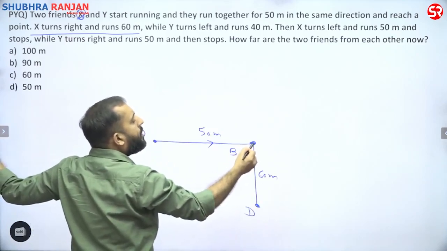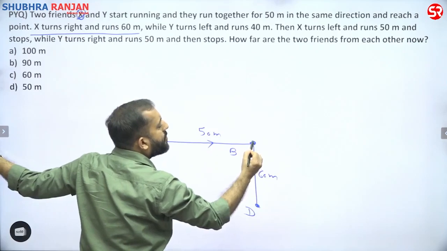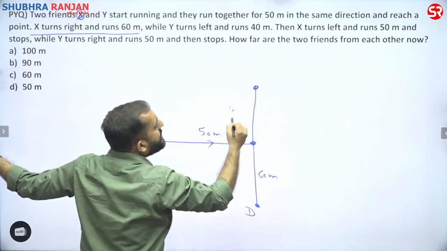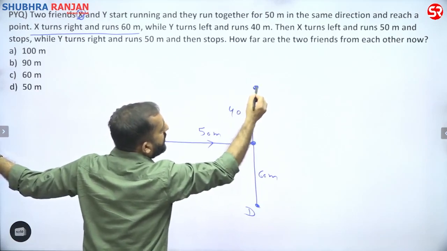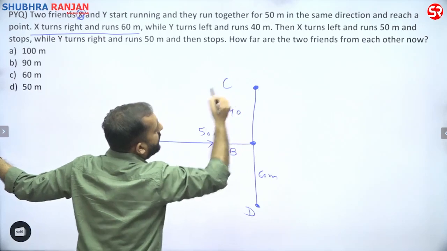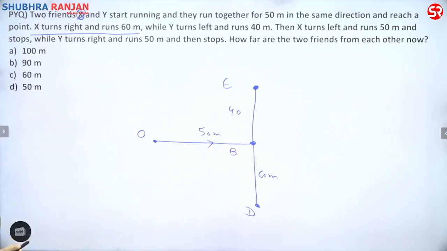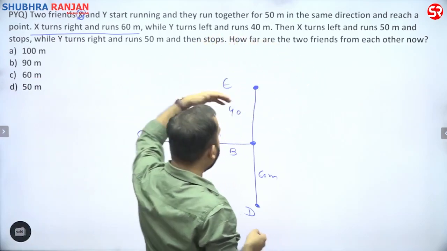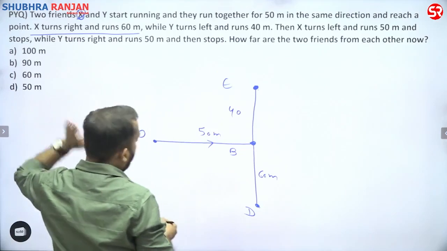At point B, the other person Y has turned left, so Y will go upward like this. The distance traveled by Y is 40, and let's say this point is E. Done. After it, Y turns left and runs. Then X turns left and runs 50 and stops.